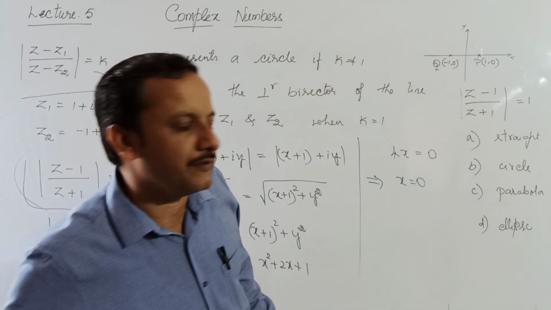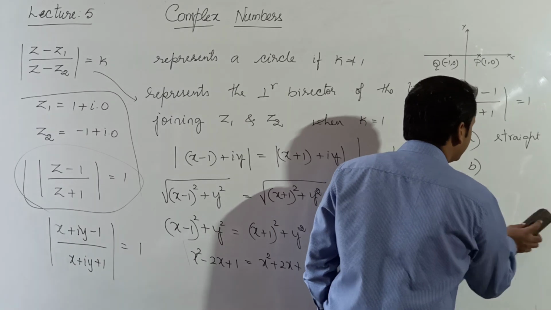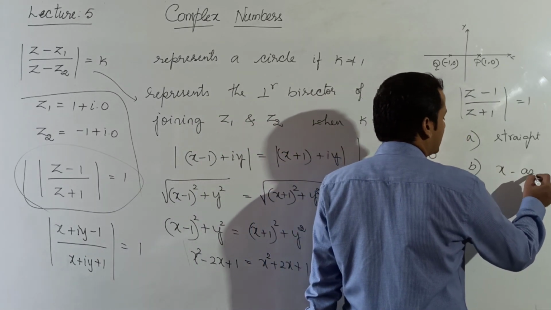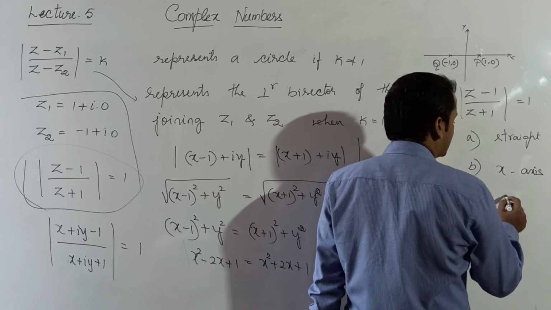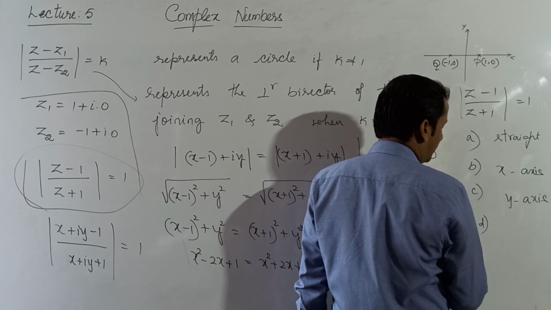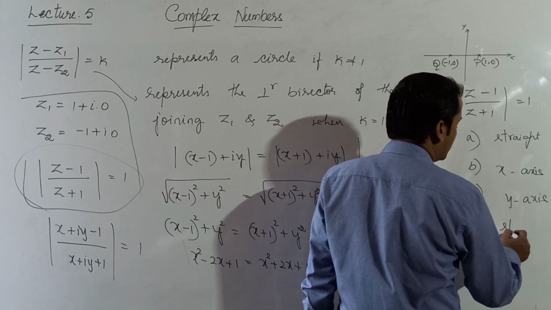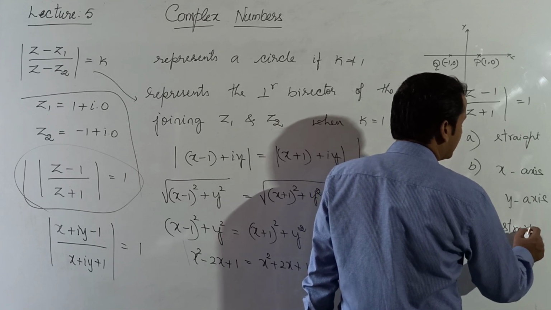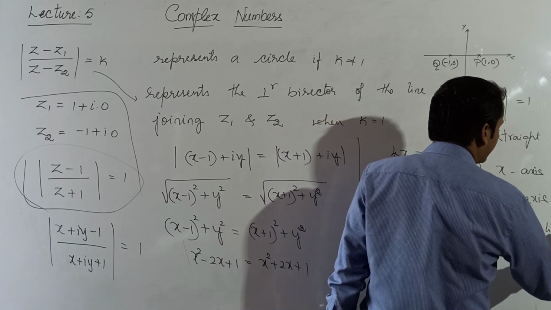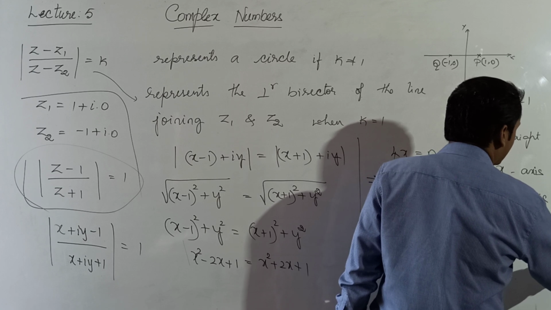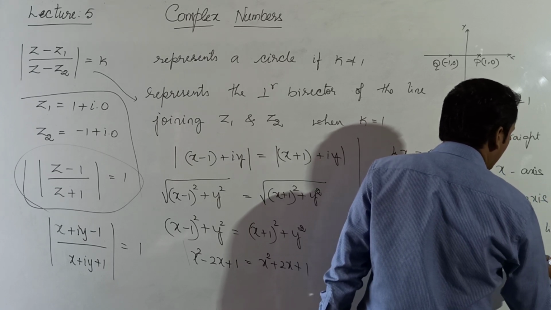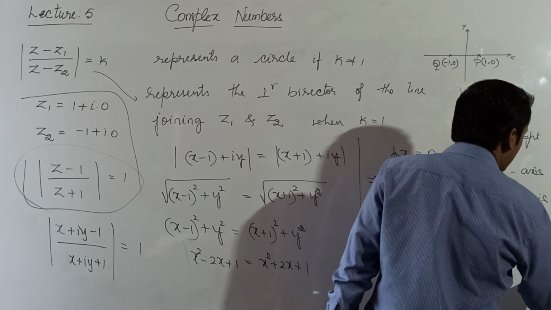But if the options are: first option straight line, second option x-axis, third option y-axis, fourth option straight line not passing through the origin. See, the question is the same, but the options are different.